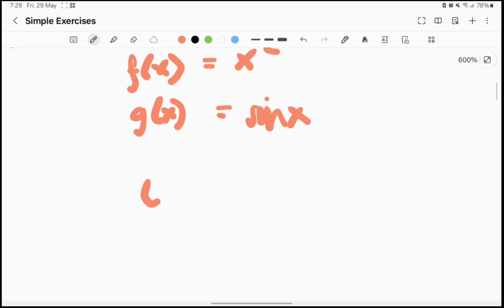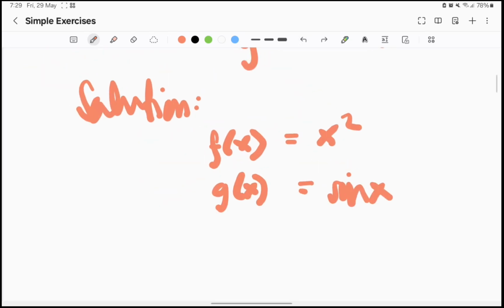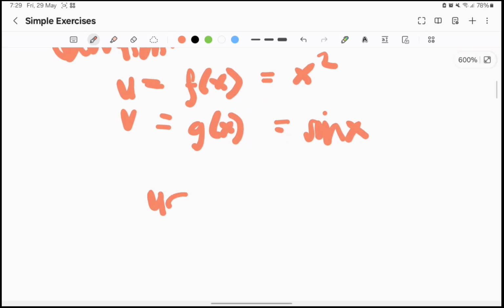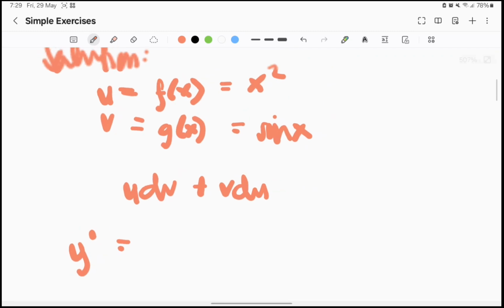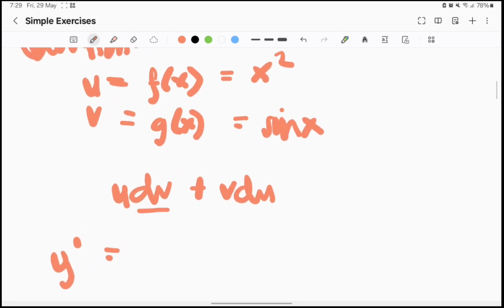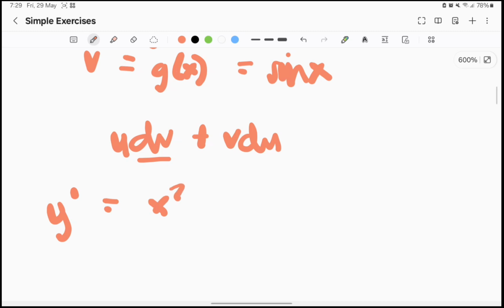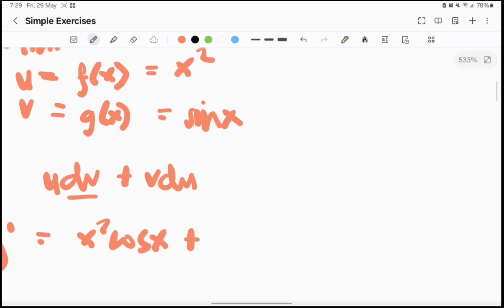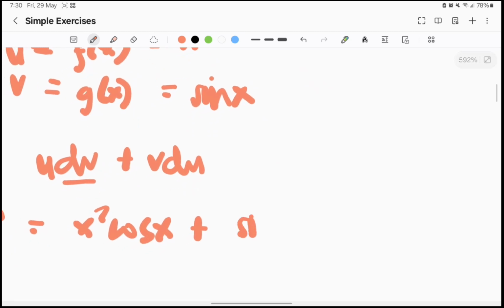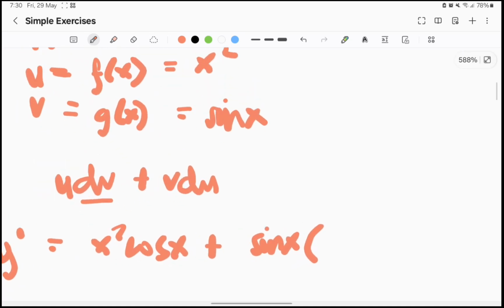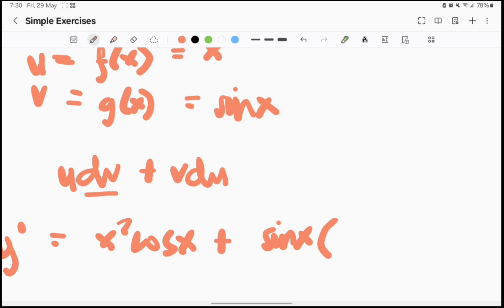Now, to apply the simplified one that we will use, u or v. So, to apply u dv plus v du, y prime. Since our u is x squared, the first thing we differentiate is dv, v, which is g of x. And the derivative of sine x is cosine x. So, we copy x squared cosine x plus copy v, which is sine x, and then you derive x squared. The derivation of x squared is 2x, guys.